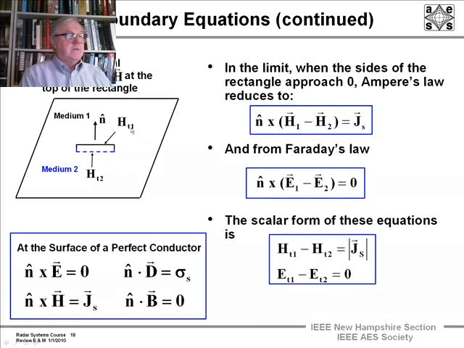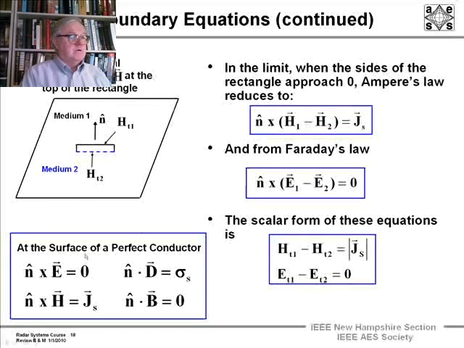And here we see noted the tangential component of the magnetic field. Now, in the limit when the sides of the rectangle approach 0, Ampere's law reduces to this equation. What we're doing is we're performing a line integral around this path to find out what the current density is on the surface. And as the sides get small, we just have the tangential component here and here. The difference of those two components, if you cross the normal to the surface into the vectors themselves, you'll get the tangential component. And we do the same with Faraday's law.